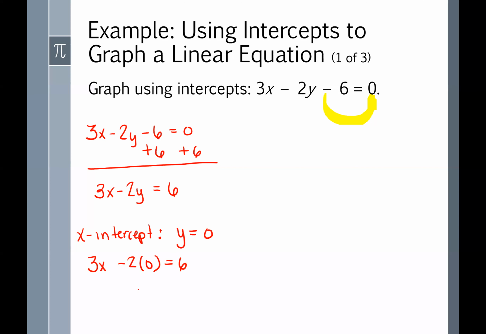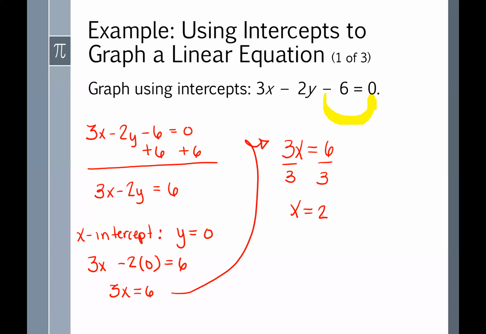So minus 2 times 0 is 0. 3x minus 0 is 3x. So I have 3x is equal to 6. Divide both sides by 3. x is 2. So my x-intercept is 2. So that's going to be the first point that I plot. So I'm going to plot on my x-axis. I'm going to go over 2 and plot that point.